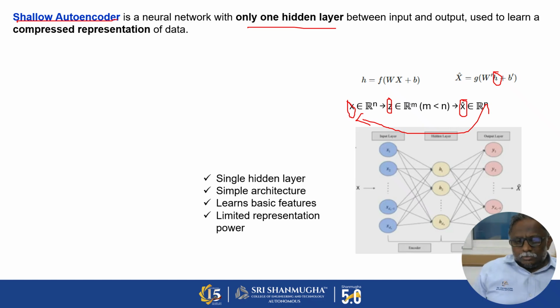So as I said, this is a single hidden layer and a simple architecture. It learns only basic features. It doesn't learn any complex features. So it has limited representations. That is a disadvantage of the shallow autoencoder.